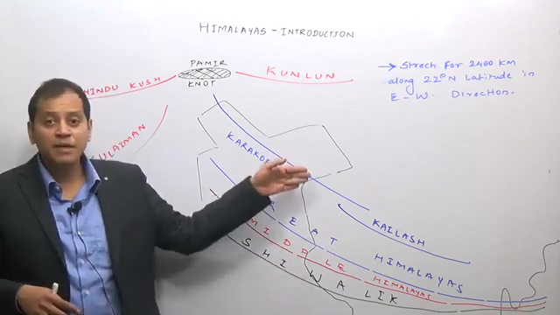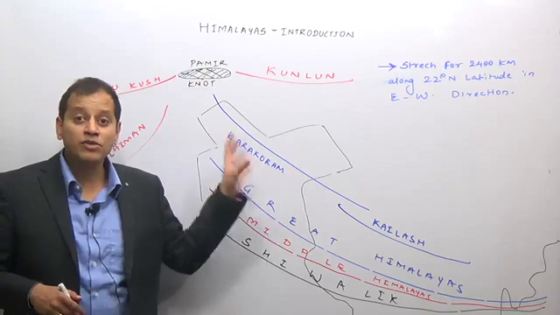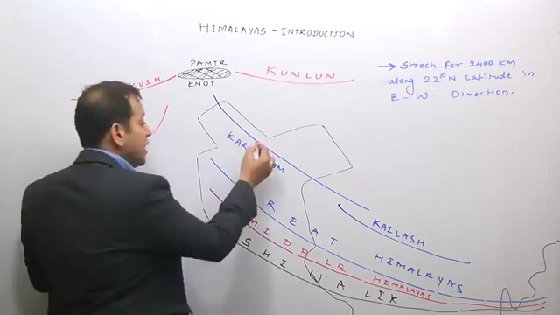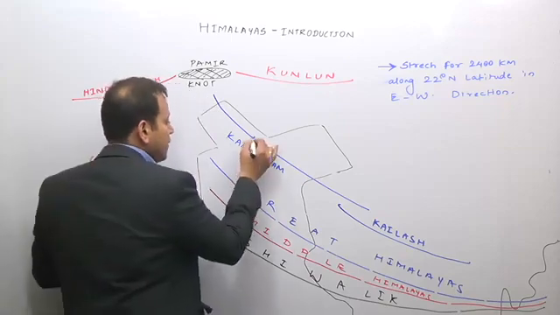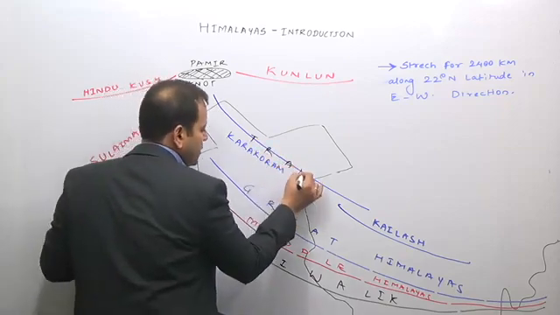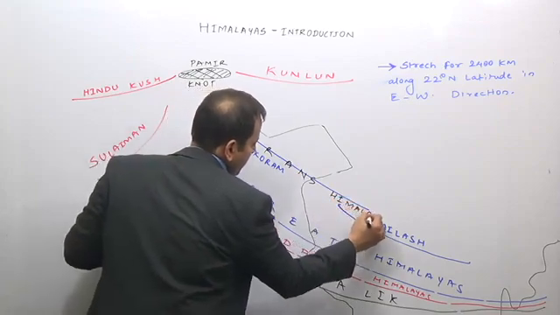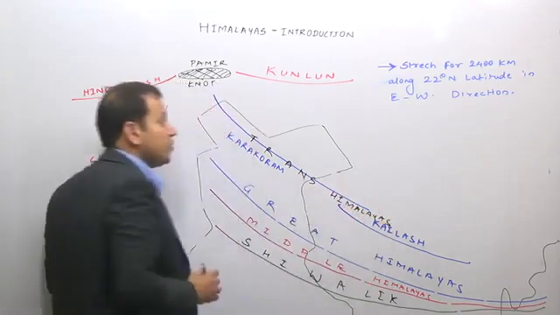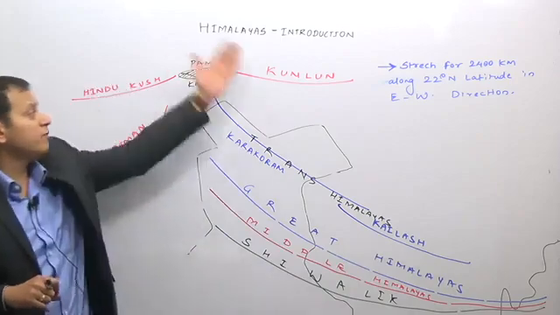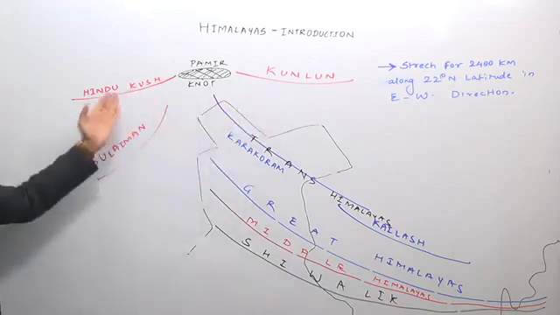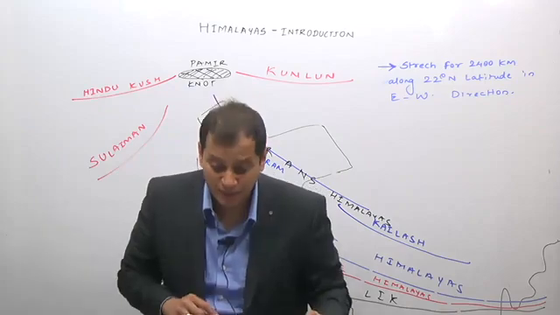To the north of the Himalayas there are the bigger mountains. There are the mountains of Karakoram and Kailash range, which are known as the Trans-Himalayan ranges. They all come out from the Pamir Knot, from which the Kunlun mountains, the Hindu Kush and the Suleiman range also come out. So these are the Trans-Himalayan ranges.